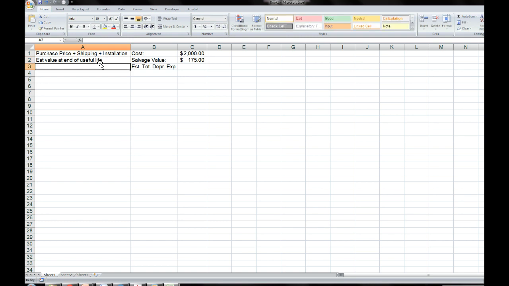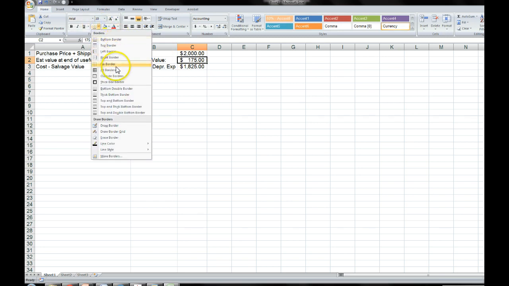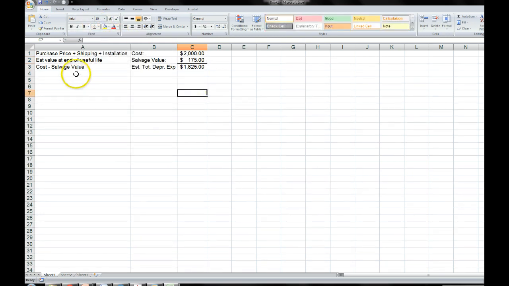Our estimated total depreciation expense, and I know that's a lot of abbreviations, is going to be cost minus salvage value. And so we're going to calculate these at $1,825. I'm going to just put a border in here just because this is what I do. Okay, so this is what our total depreciation expense should be over the useful life of this item. And then we actually want to hit estimated useful life. And we're going to say this is 5 years.